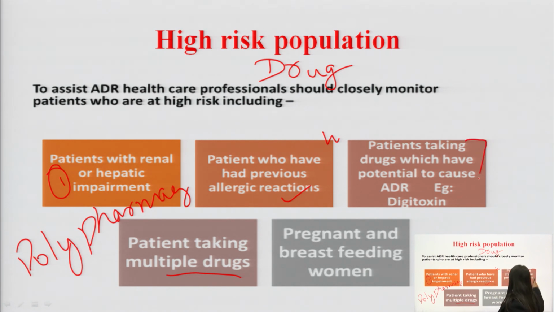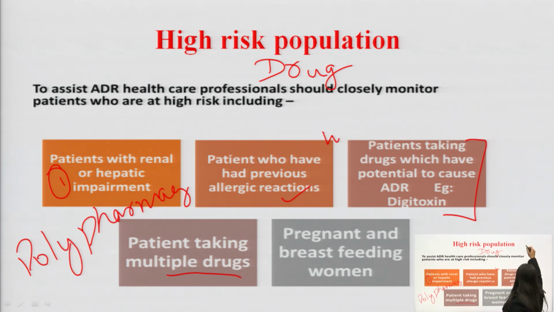Then we have patients taking drugs which have the potential to cause ADR. There are some drugs which have a high potential of causing ADR. Such a drug is, for example, digitoxin. So what is digitoxin? Digitoxin is a cardioprotective drug. Moreover, it is very potent. It has a very narrow therapeutic index. So when I say narrow therapeutic index, what do I mean by that?